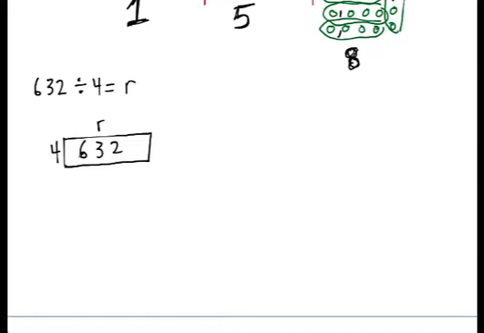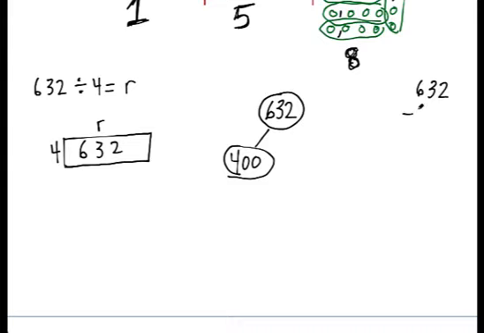I'm going to break this number up into easier parts. And how am I going to do that? I'm going to use a number bond to help me do that. So here we go. I'm going to start with the number 632. And I'm going to break that down, starting with 400. Why did I start with 400? Because that's an easy multiple of 4. That is a super easy multiple of 4. So I've got to figure out what I have left over. So let's just come over here and do a subtraction problem.